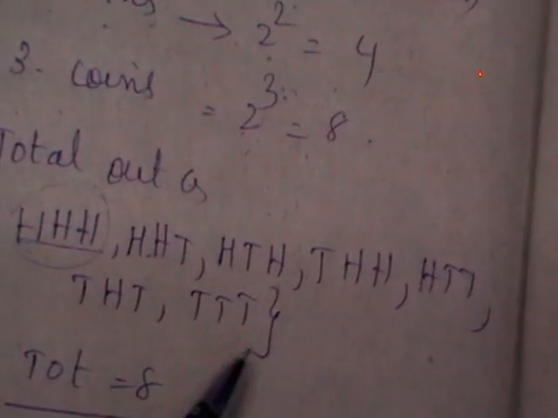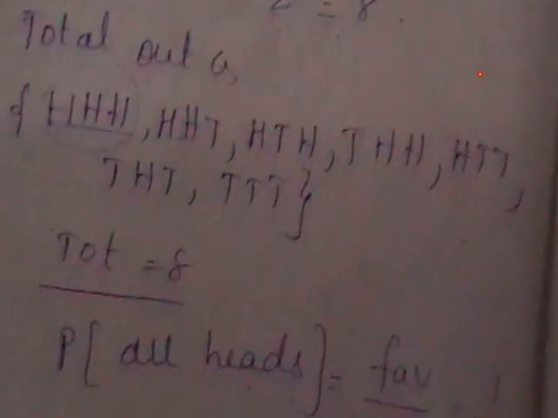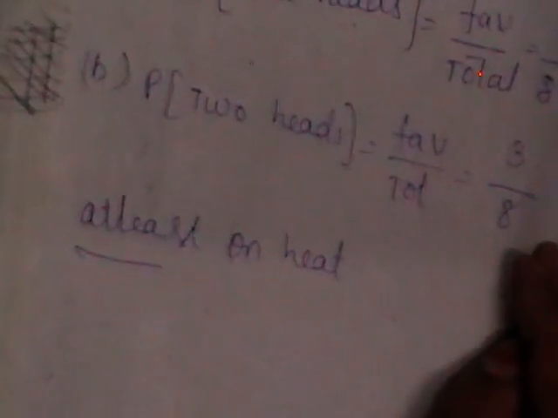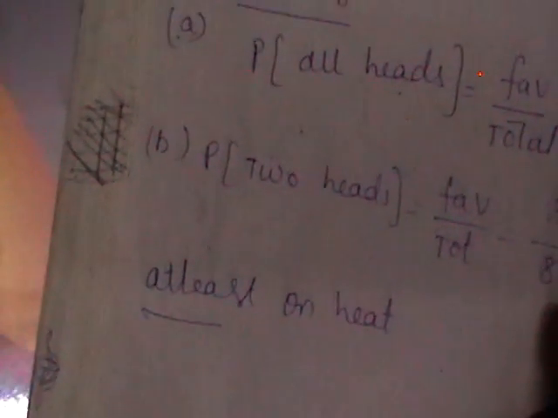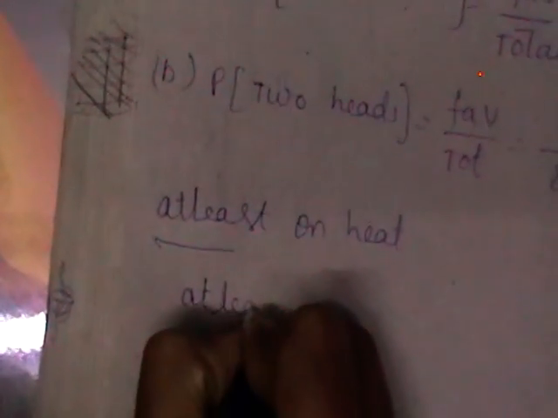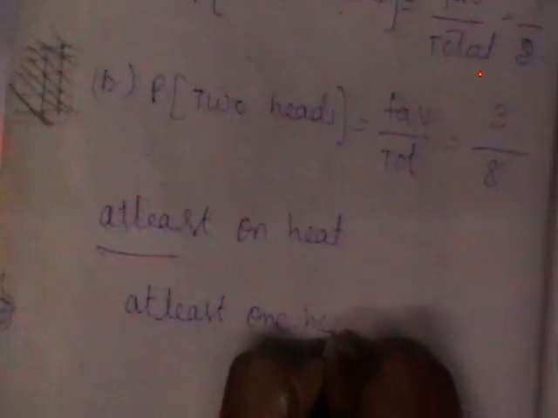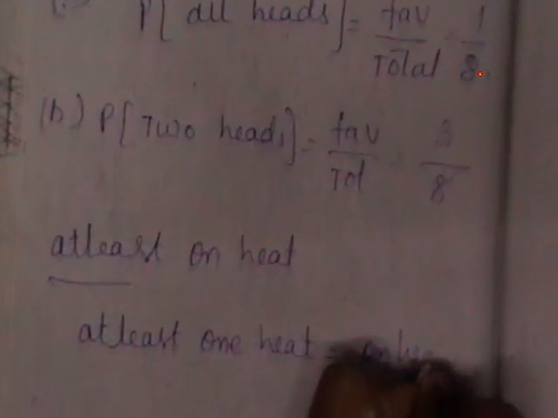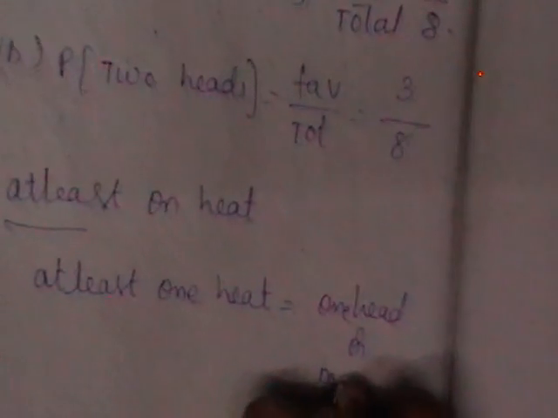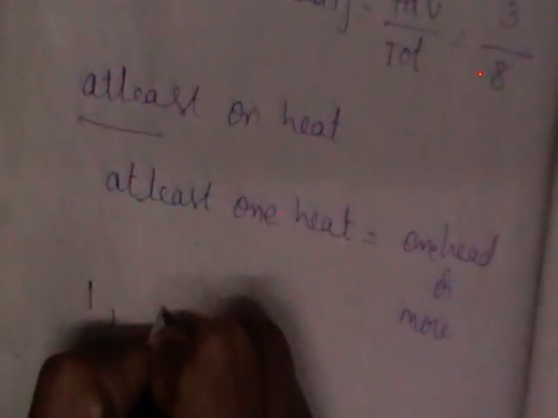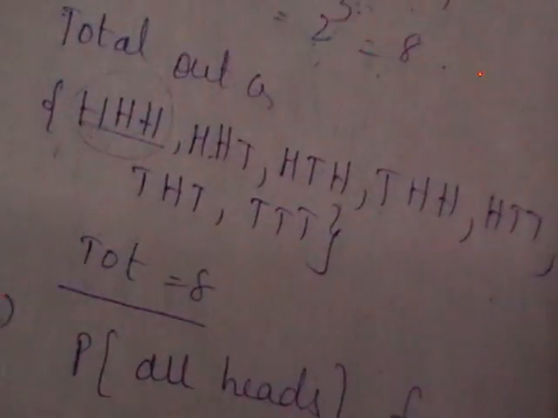3 by 8. Similarly, we have the phrase like at least 1 head. What do you mean by the word at least? If I say that to clear your paper, you should get at least 40, at least 40 means 40 or more. At least means that or more than that. At least 1 head means 1 head or more. Maybe 1 head or 2 heads or 3 heads. So you should calculate how many are with 1, 2, 3. You will get that as 7 by 8.